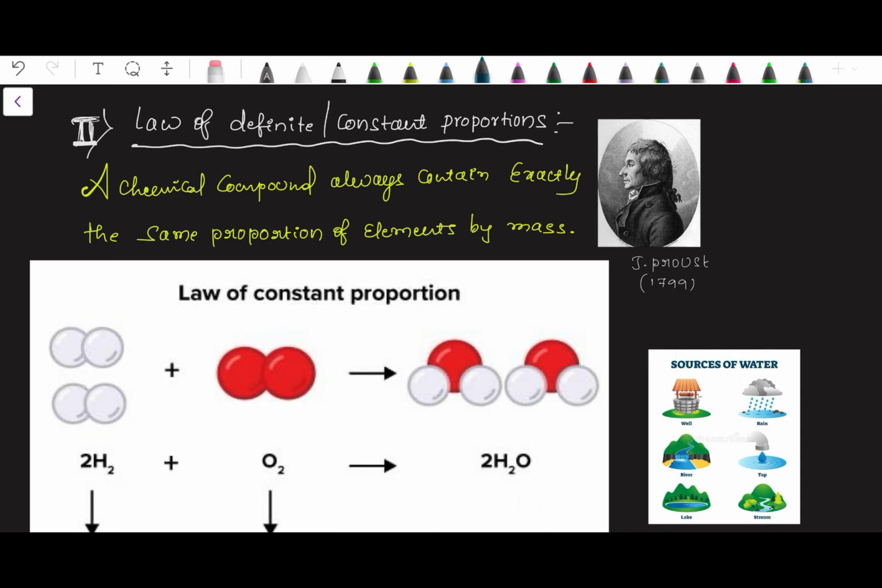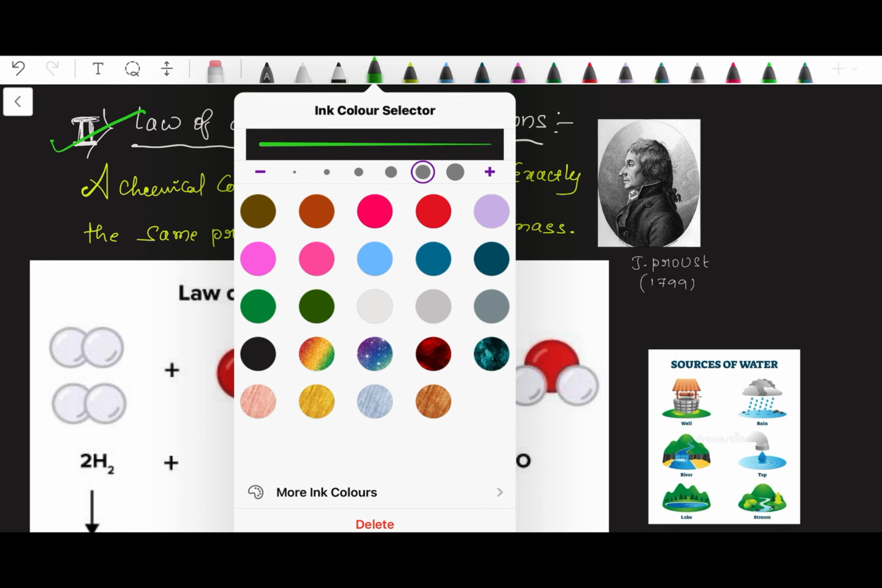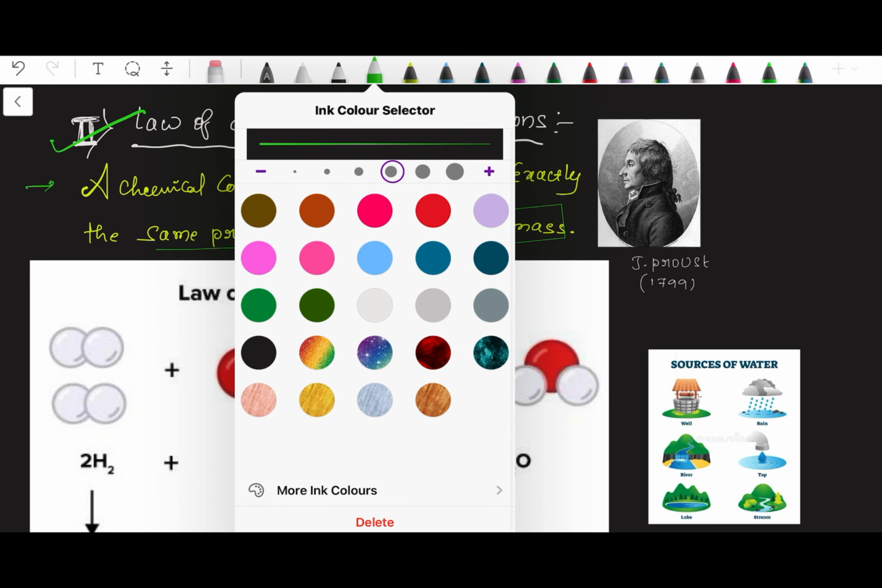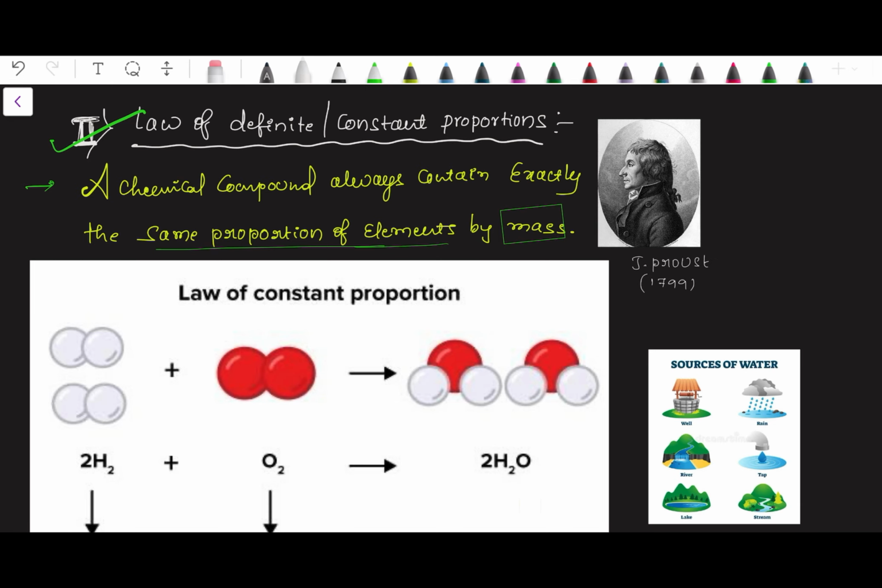So now we will discuss the second law, that is the law of definite proportion or constant proportion. What this law says is that a chemical compound always contains exactly the same proportion of elements by mass. What do you mean by this? Let's understand with an example. This law was given by Joseph Proust in 1799.